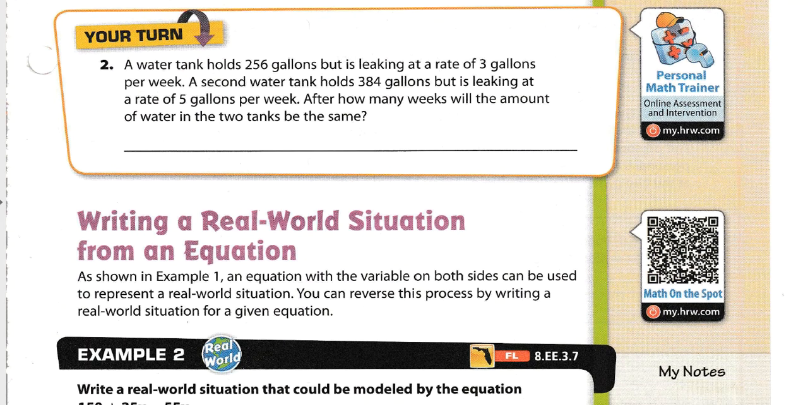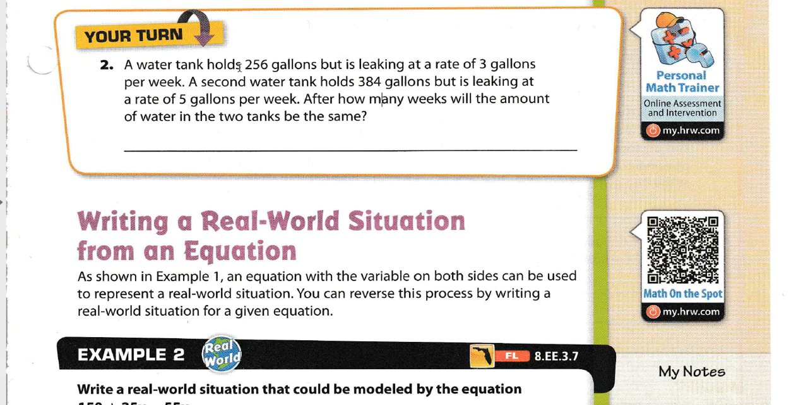So let's come on down here. We have a "Your Turn." After we did that last one, let's come back and look at this. A water tank holds 256 gallons, but it's leaking at a rate of 3 gallons per week. A second water tank holds that many gallons, but it's leaking at a rate of 5 gallons per week. After how many weeks will the amount of water in the two tanks be the same?